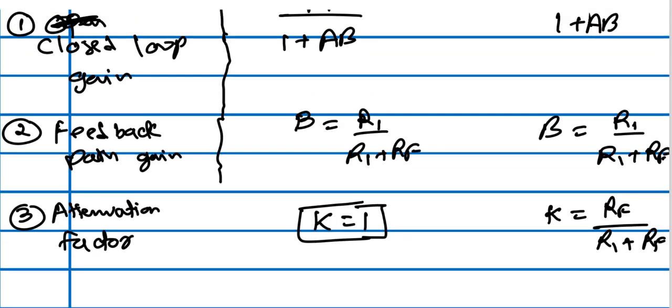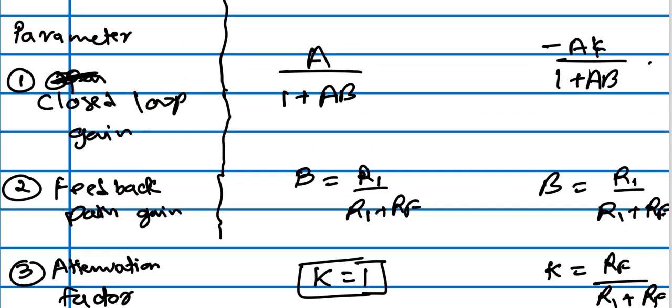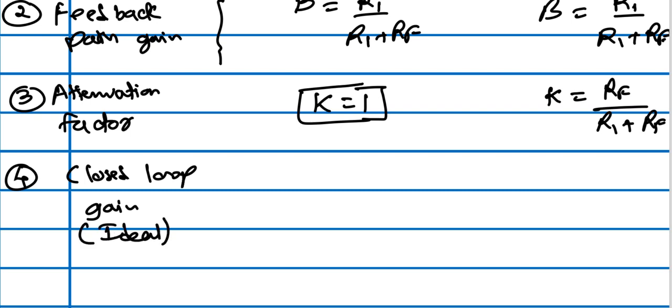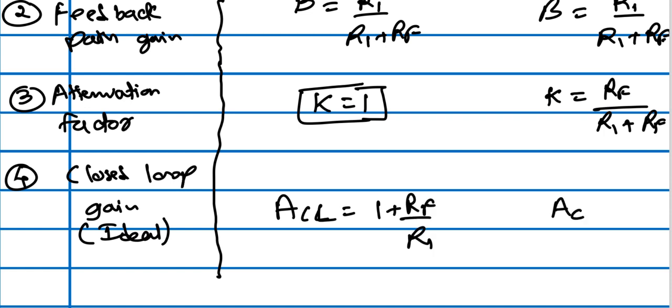Okay. So closed loop gain is done, it is simple, you can remember it: A upon 1 plus AB, minus AK upon 1 plus AB. Then closed loop gain ideal value. For the non-inverting amplifier or voltage series feedback amplifier, it is ACL equal to 1 plus RF by R1. Here it is ACL equal to minus RF by R1.